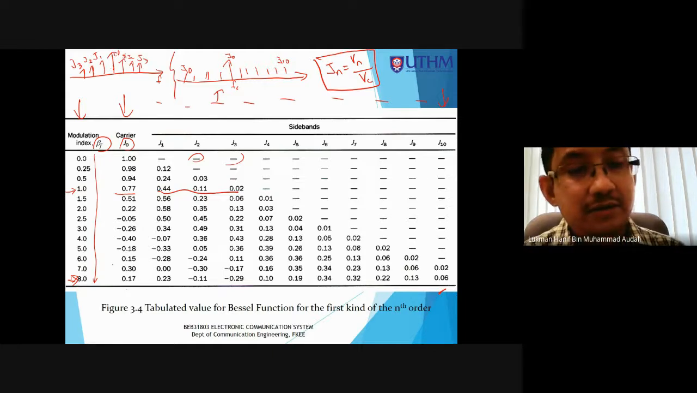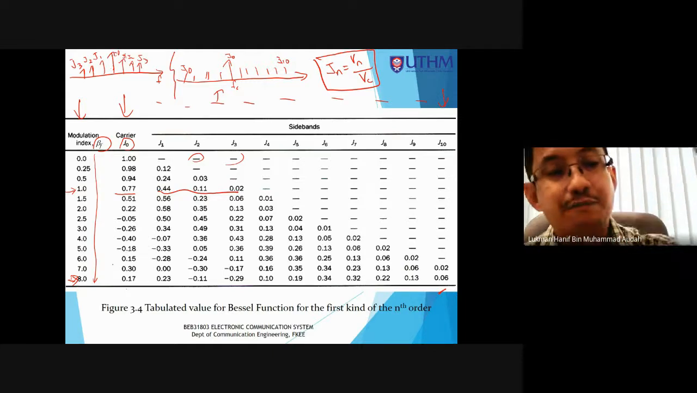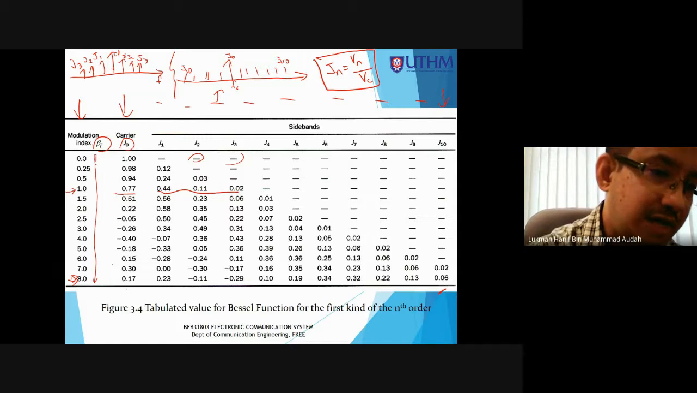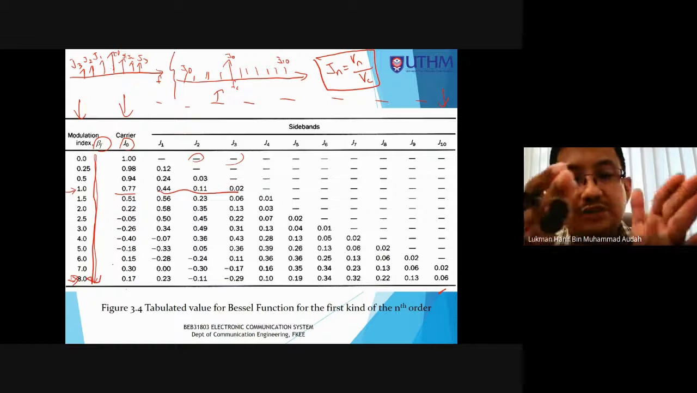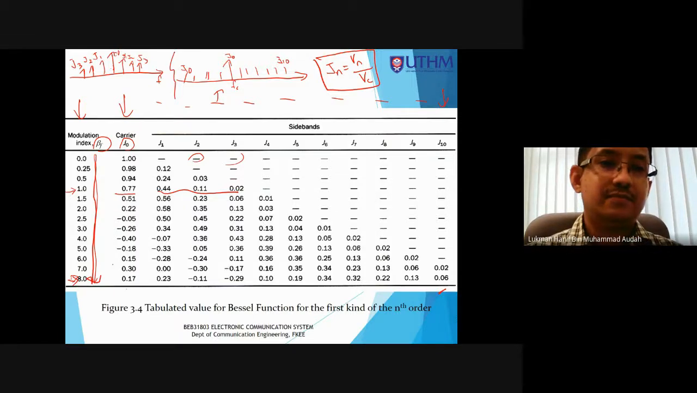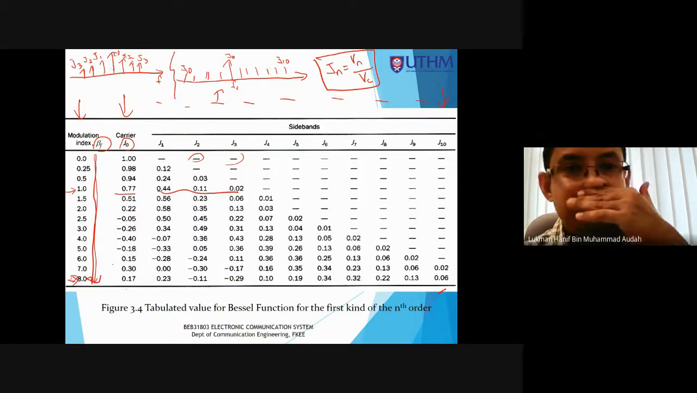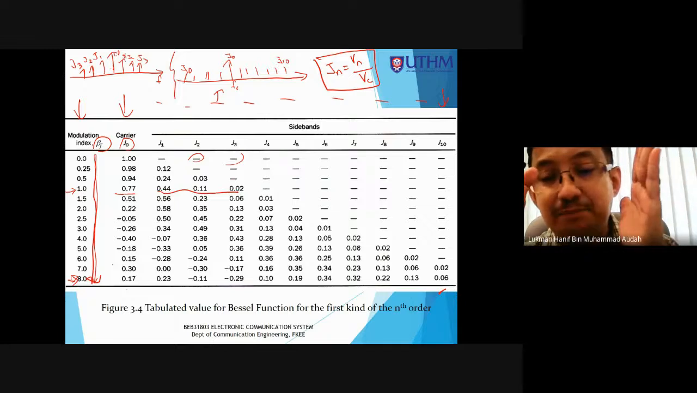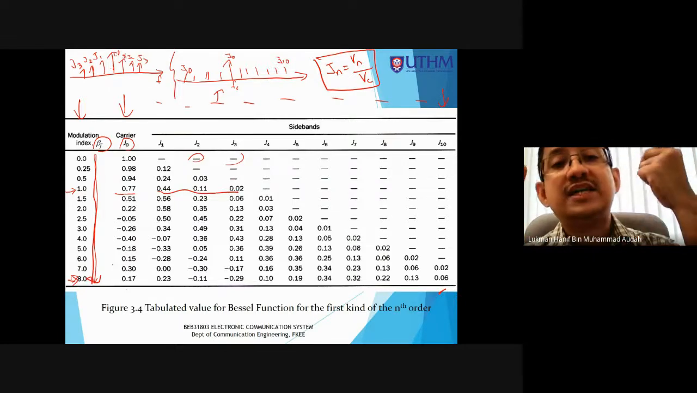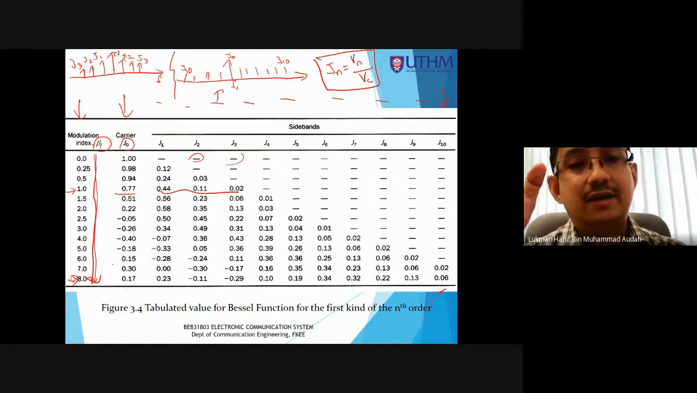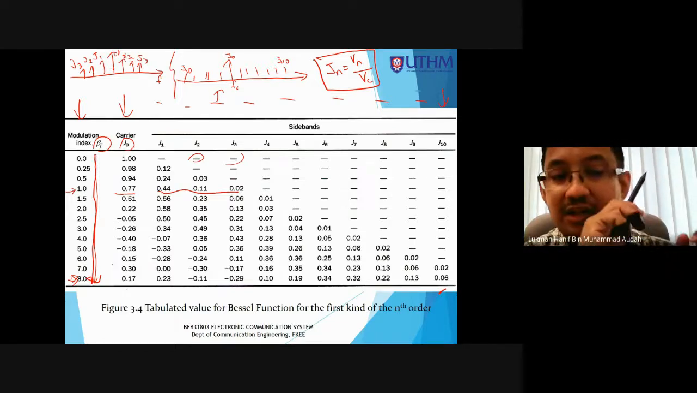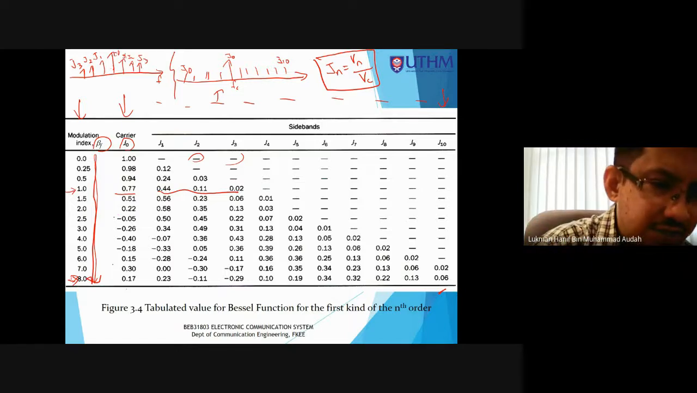Maknanya, the higher the value of beta, the larger would be the bandwidth. So, berapa pasang sideband yang muncul berdasarkan nilai beta. Another one is about the negative value.